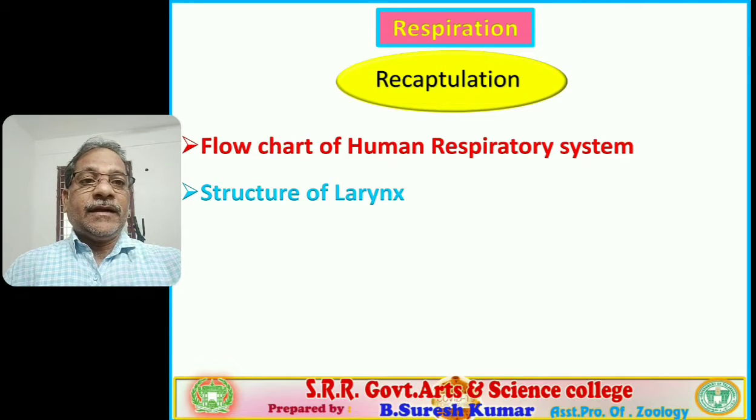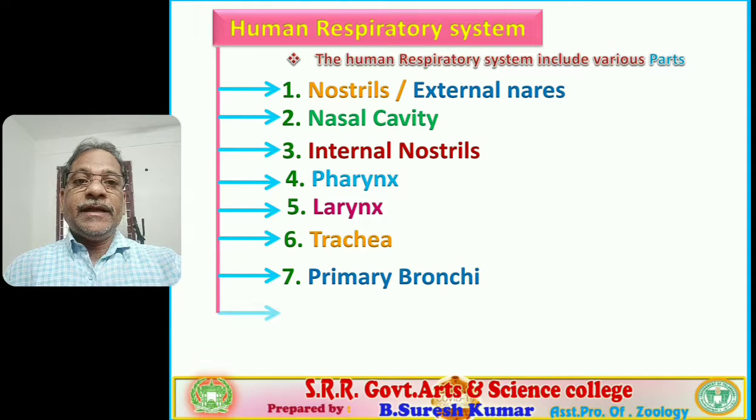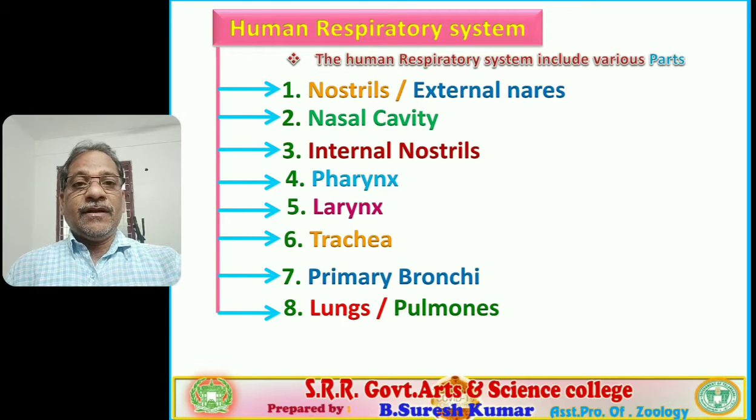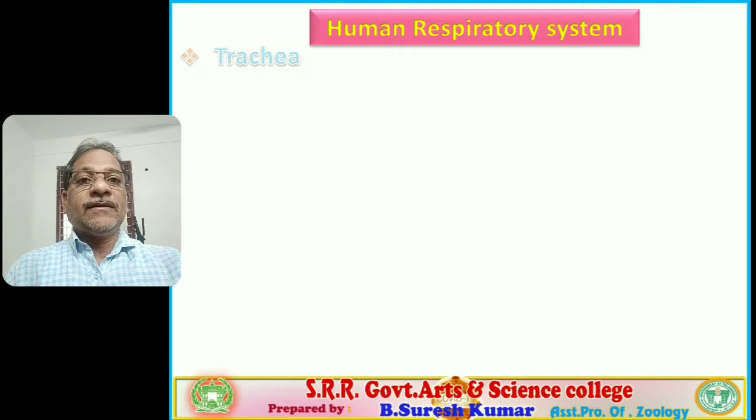Followed? Right. We are going to discuss the subsequent parts of the human respiratory system. In continuation of the larynx, the subsequent parts are the trachea, then the primary bronchi, then the lungs, which are also called pulmons. Let us see the organization and function of each part of the human respiratory system. Let's discuss the trachea.